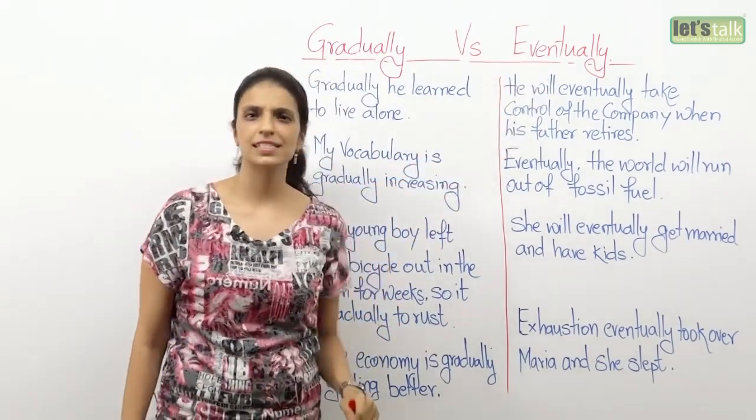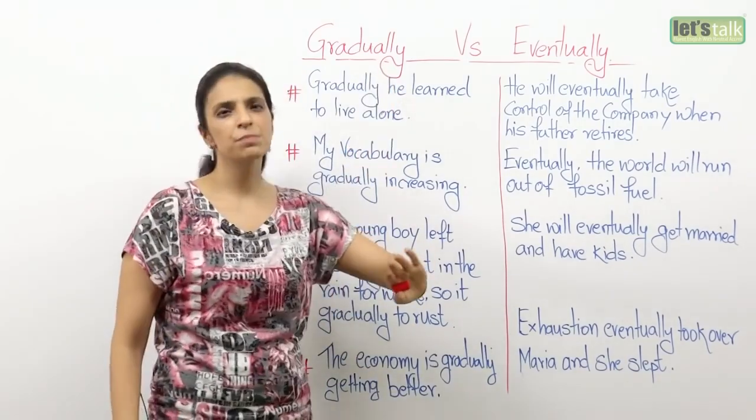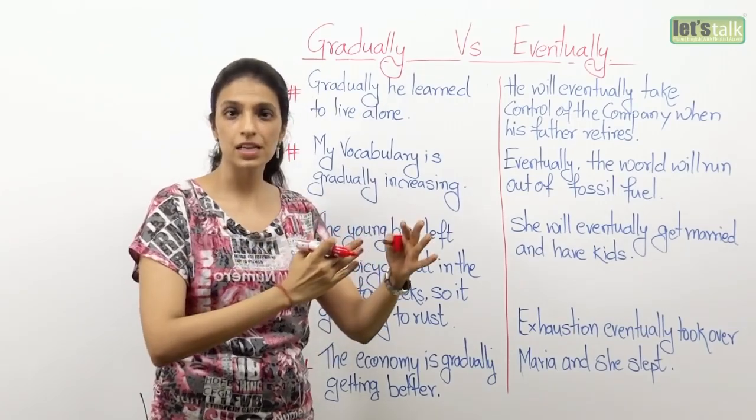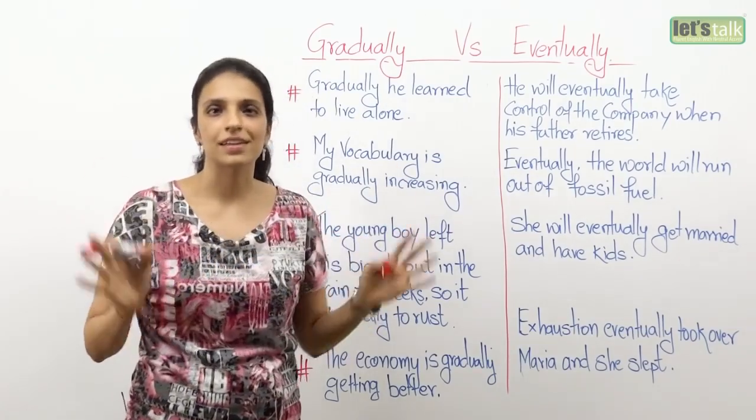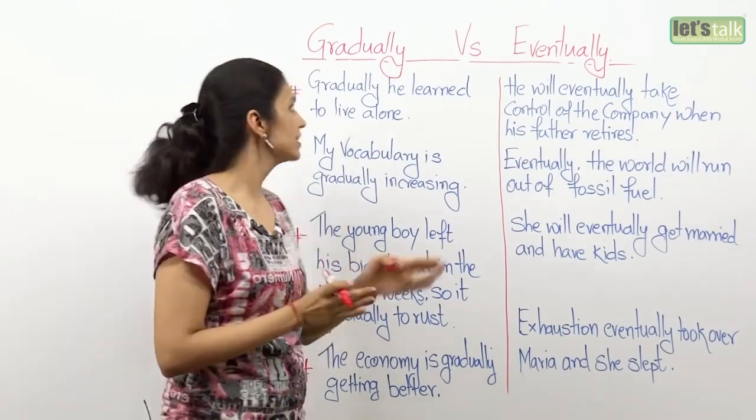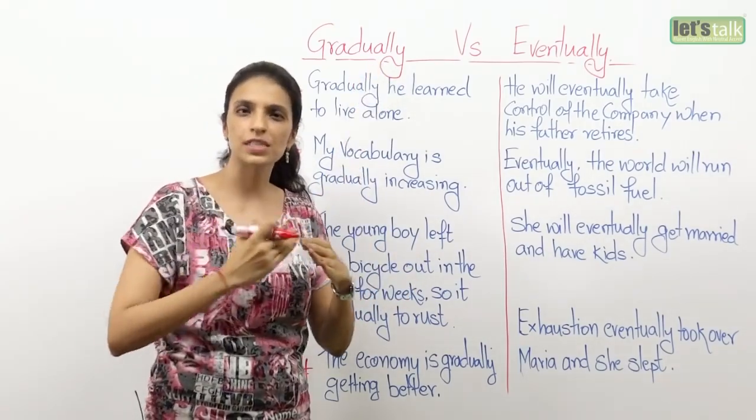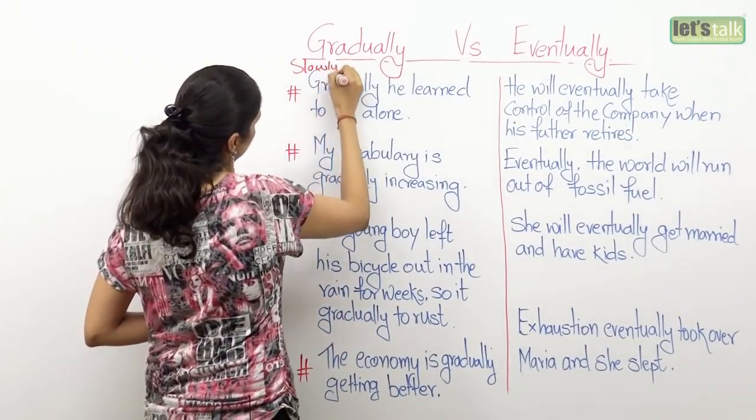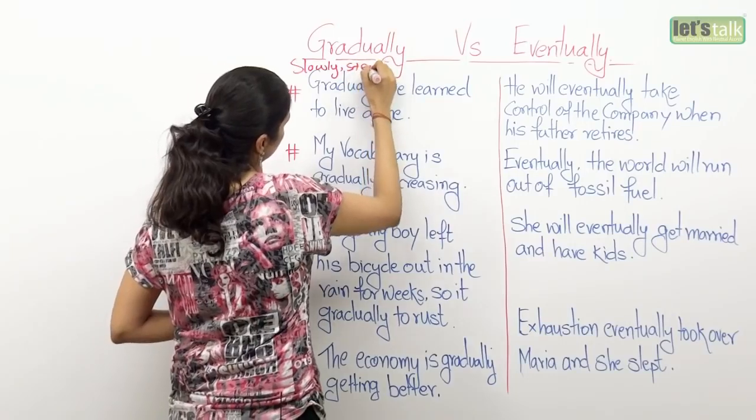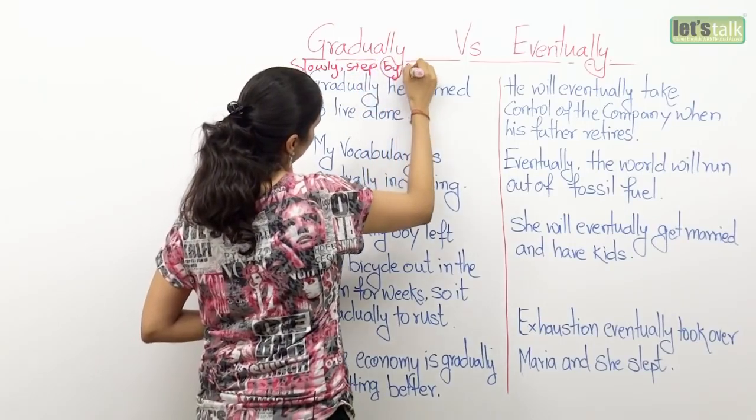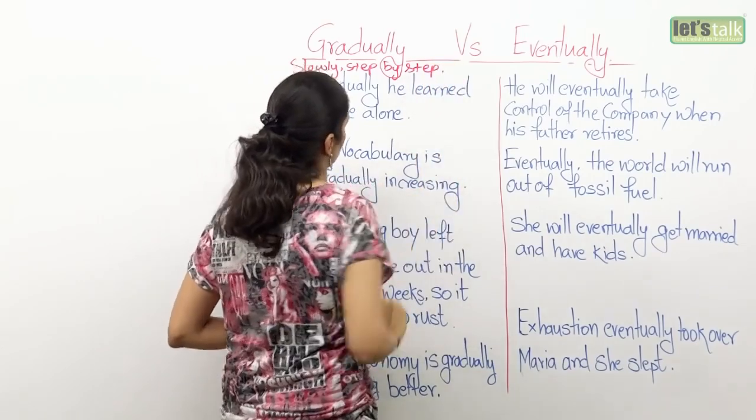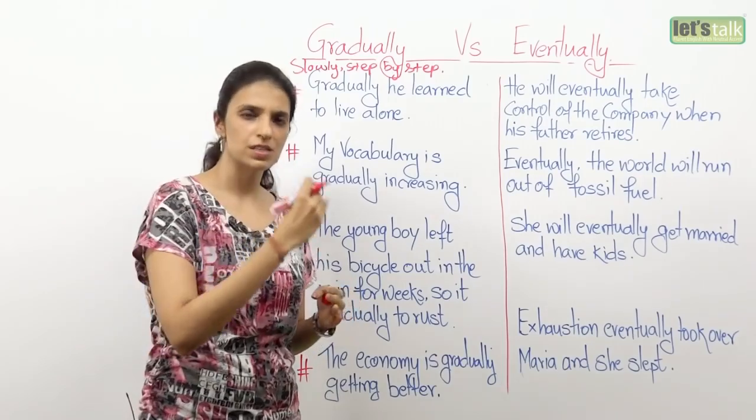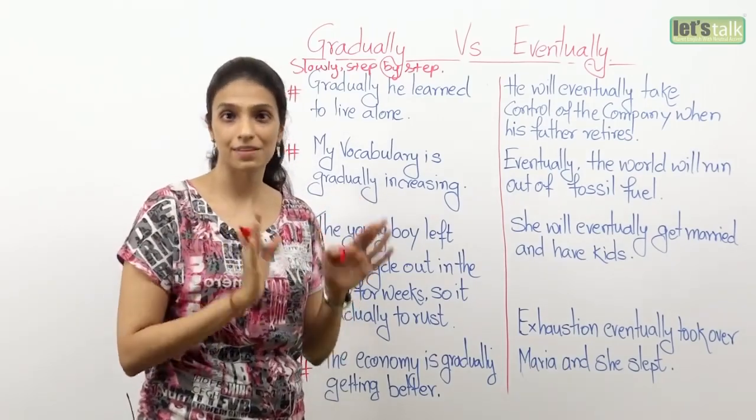Okay, first let's understand the meaning of gradually. Gradually means slowly, step by step, little by little, something that doesn't happen suddenly. Okay, so the opposite of suddenly is gradually. That means slowly, step by step. Okay, friends, so when things happen slowly, they take their own time. That means it happens gradually.